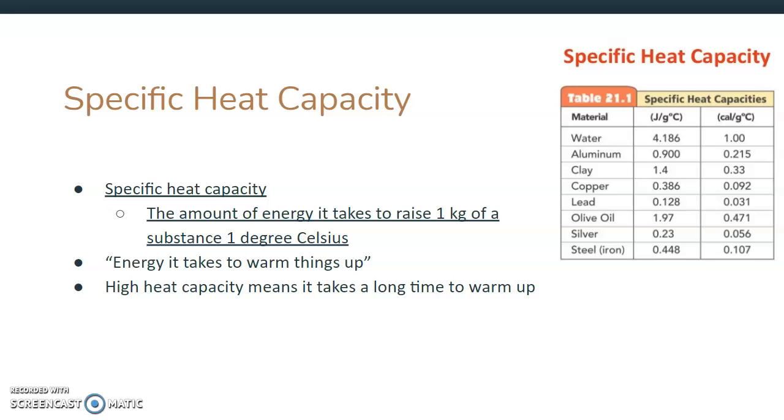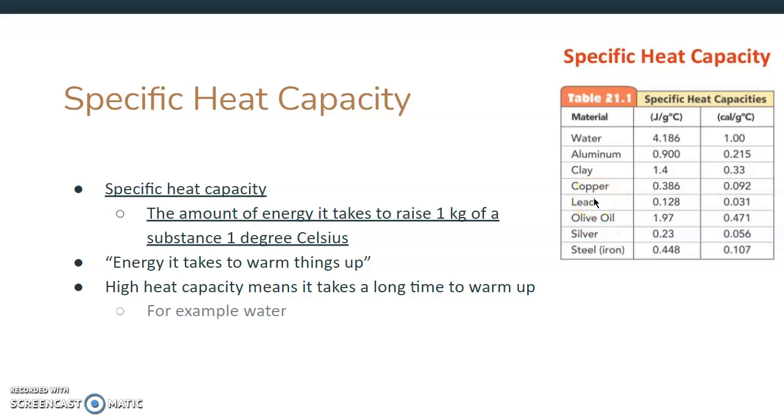A high heat capacity means it's going to take a long time. Water is our best example of something with a high heat capacity. We can see over here in our table that water has a very high heat capacity, much higher. It's at 4.1, while everything else is not even at 2. Our next closest is oil, which is almost at 2 joules per gram degree Celsius. So water takes much longer. We have to put a lot more energy into water than for any one of our other examples.